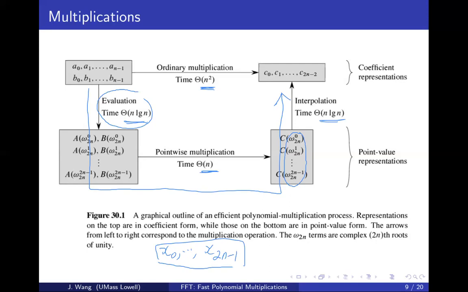So then you may ask, what are these points? It turns out that these points are the roots of the equation x to the 2n equals 1. In other words, you look at a unit circle and divide this circle evenly into 2n parts.